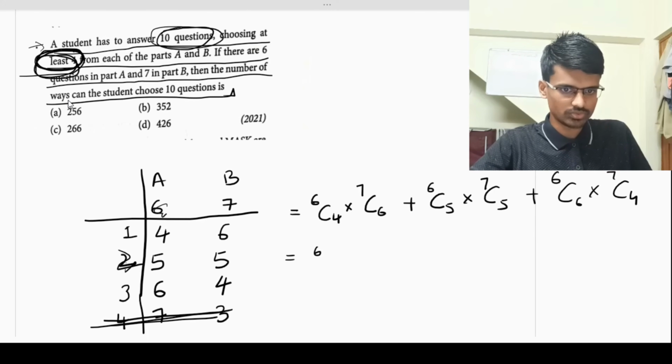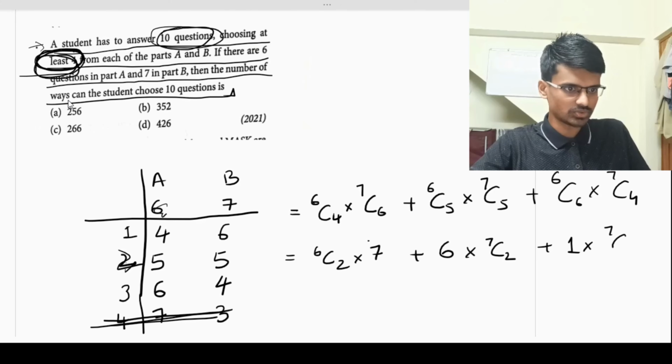I can reduce this to 6C2. 7C6 can be reduced to 7C1. 7C1 is nothing but 7. 6C5 is nothing but 6C1, which is 6. 7C5 can be reduced to 7C2. 6C6 is 1. And 7C4 can be reduced to 7C3. It is easier to do.